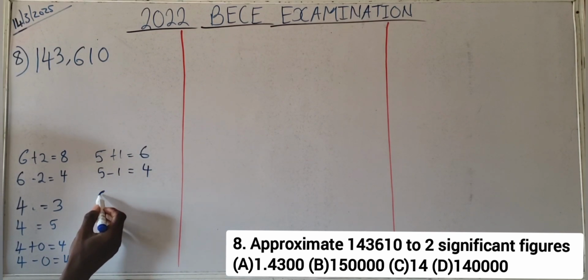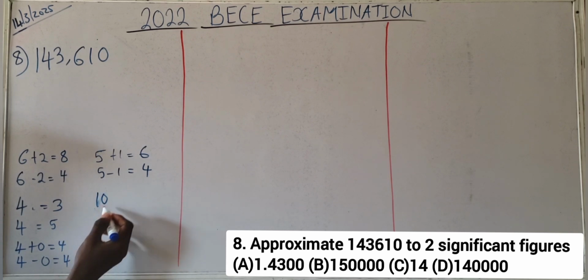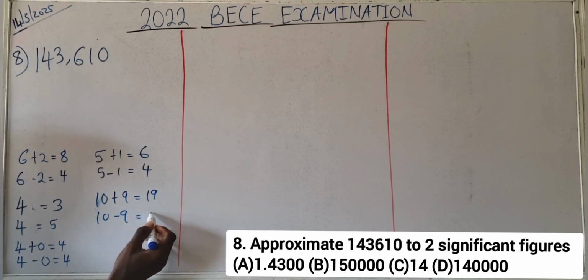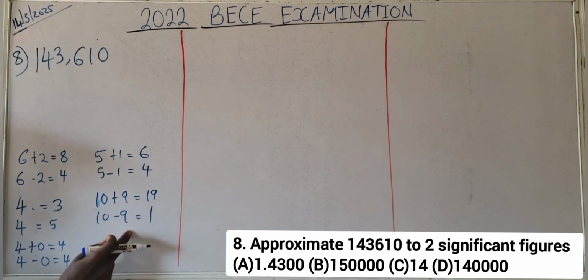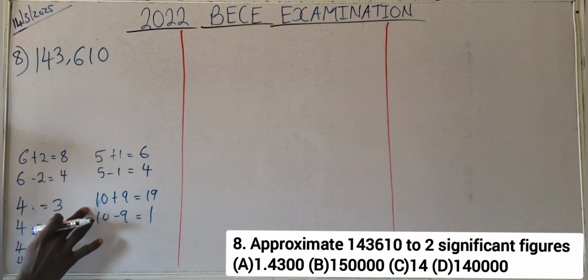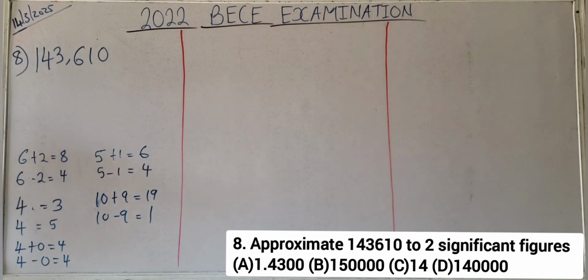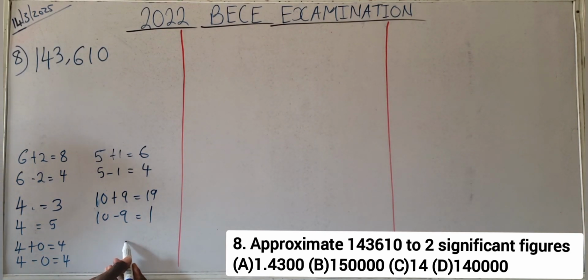Now let's test another number. Let's say we want to test 9. 10 plus 9 is what? 19. 10 minus 9 is what? 1. You can see now. So 9 is a significant figure because it affects another number, which is 10. So 1 is also a significant figure because when I add 1 to another number, the number increases, and when I subtract it, the number decreases. Now we test for 0 using 4. When you add 0 to 4, you can see that it doesn't affect it. And when you subtract 0 from 4, it doesn't affect it either. So therefore, a significant figure and the insignificant figure takes the value of 0.